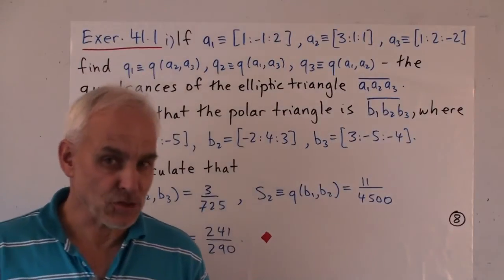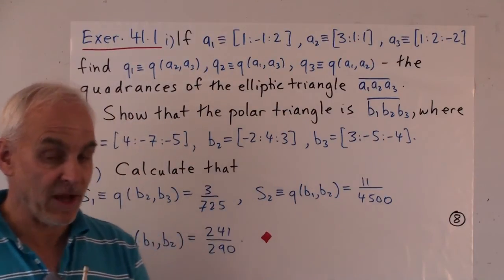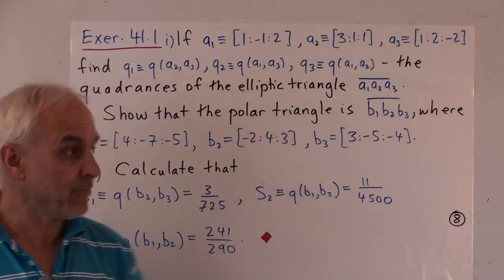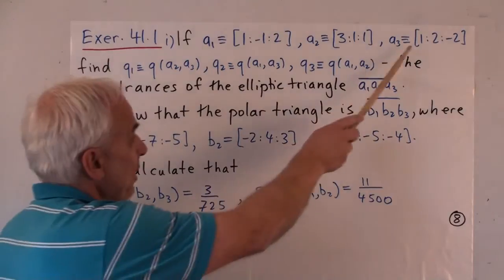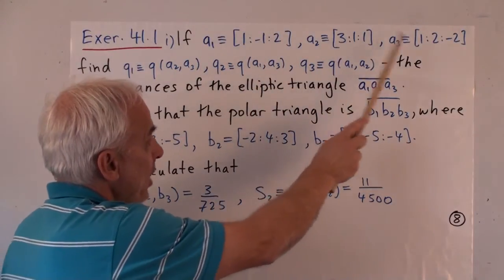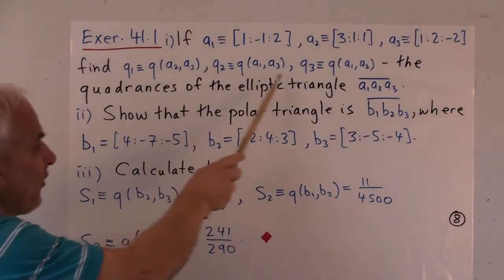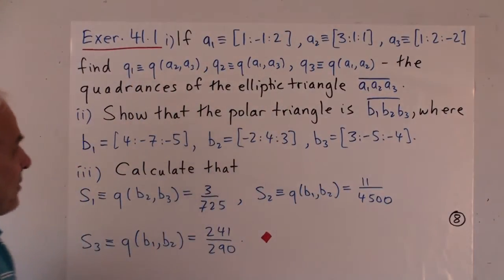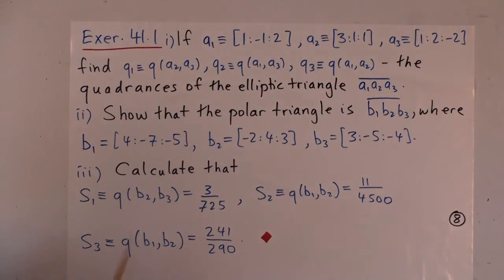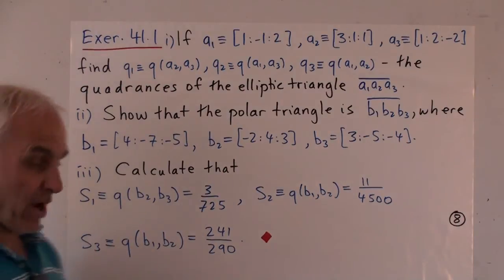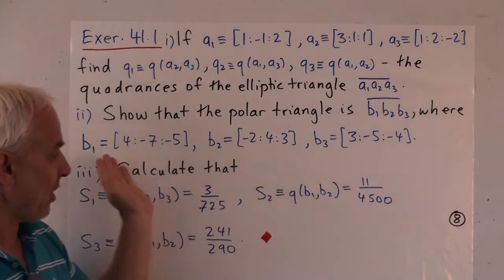All right, an exercise to get you practicing computing some quadrances, computing some spreads, and finding polar triangles. So here are three projective points, A1, A2, A3: 1, minus 1, 2; 3, 1, 1; 1, 2, minus 2. And first thing you want to find is the quadrances formed by those 3 points, the quadrances of the elliptic triangle A1, A2, A3. And the second thing is to show that the polar triangle is given by B1, B2, B3, where B1, B2, and B3 are these things here.